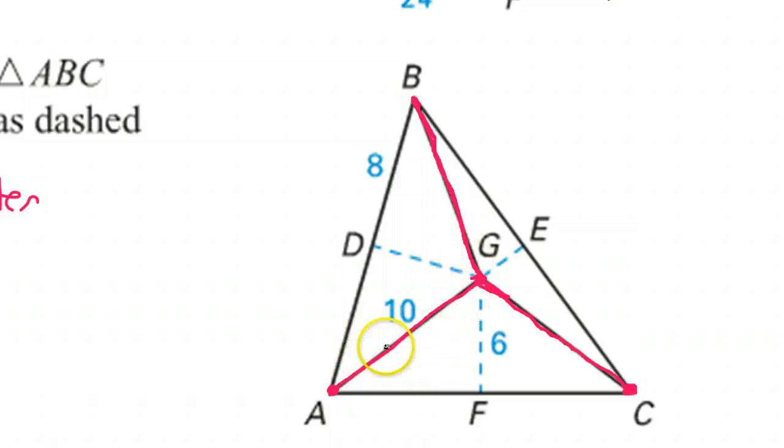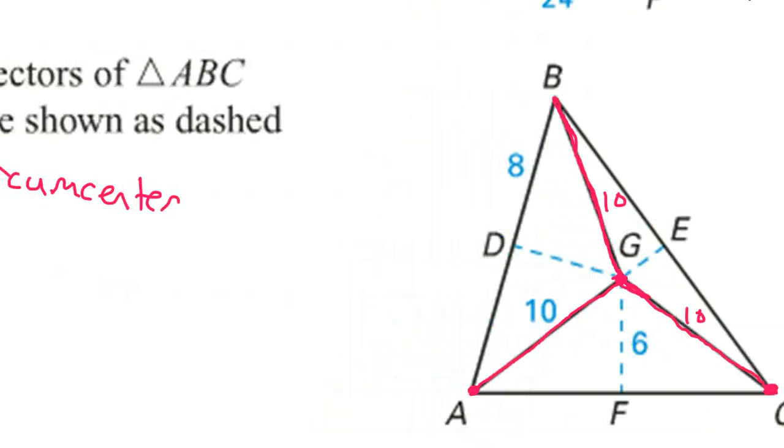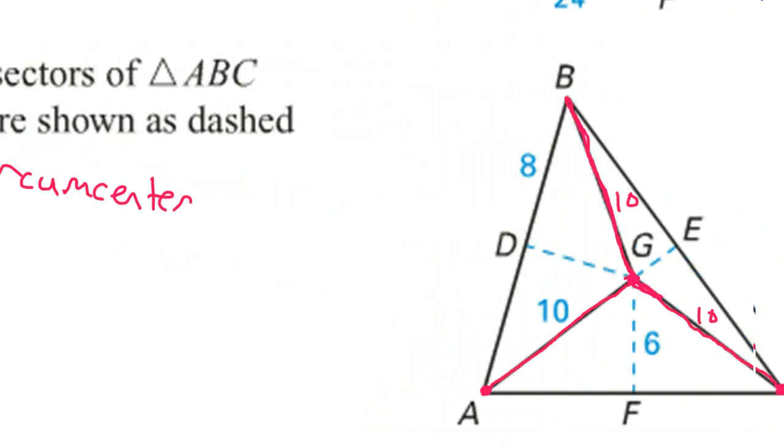And we know what they are, because AG is 10. That means they're all 10. That means this is 10, and that means this is also 10. They're all 10. So just keep that in mind.